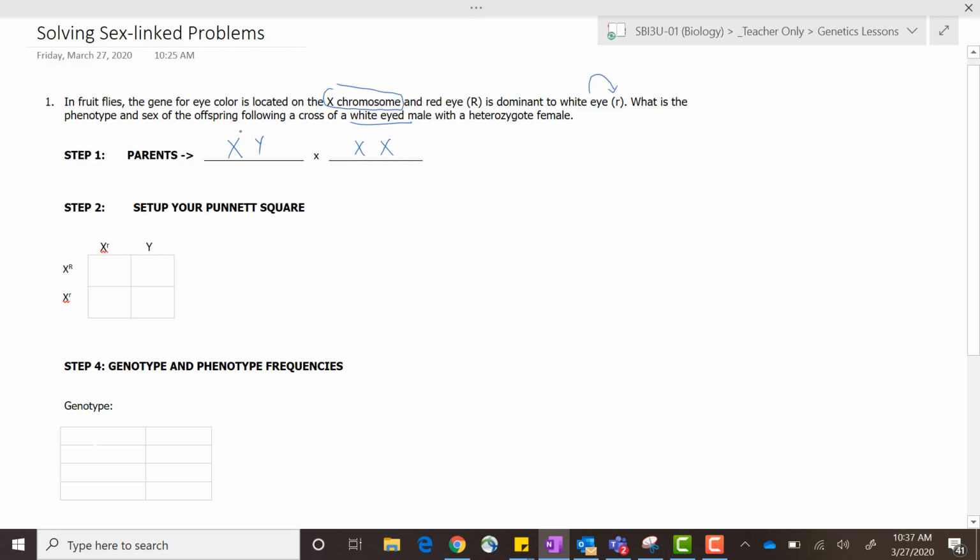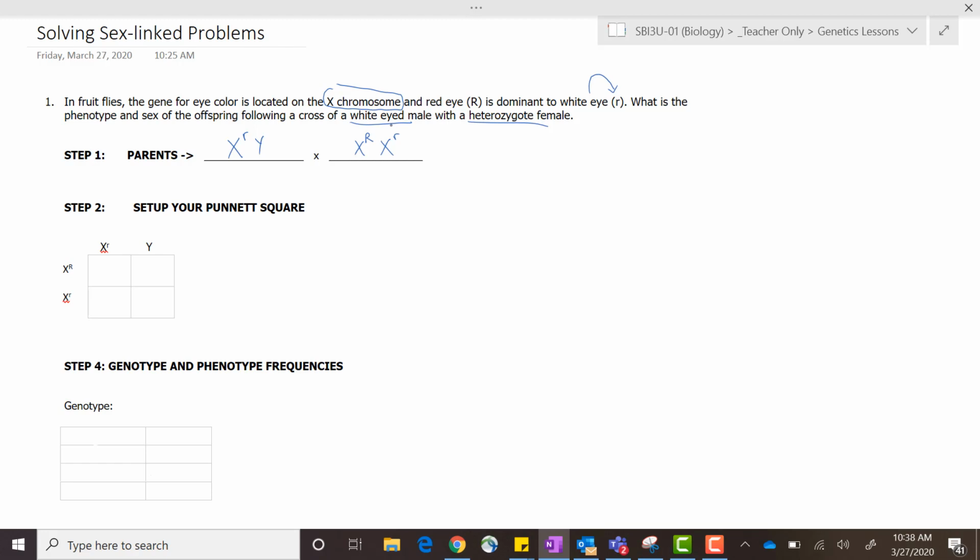So the father, the male, has white eyes. So we're going to write a little r here. Okay. The female is heterozygous. So again, that means two different alleles. So one capital R and one little r, right? Once you've done that, it's pretty basic and pretty easy to follow through.